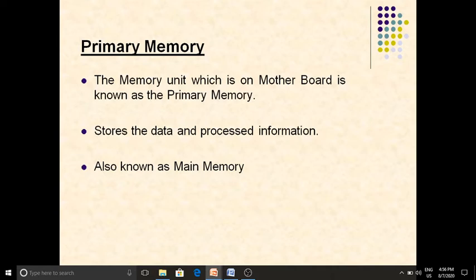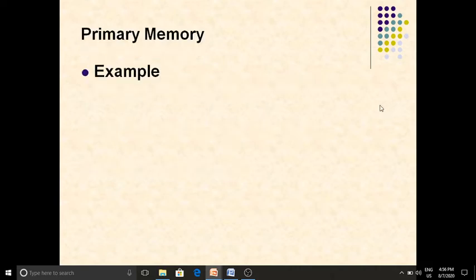Students, in the CPU box there is a motherboard, which contains the memory unit, and that is nothing but the primary memory. When you store data in the system, it is stored in primary memory. It stores the data and processes information, and is also known as main memory. So the memory on the motherboard is called main memory or primary memory.